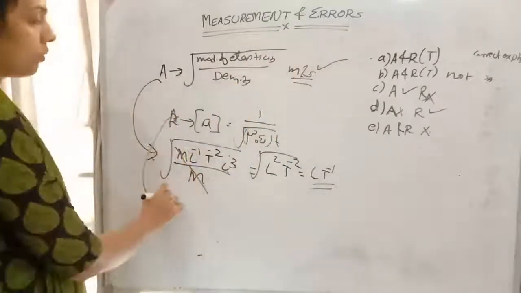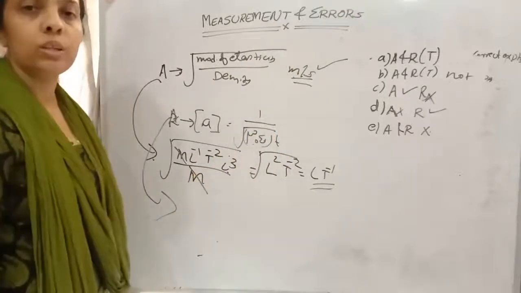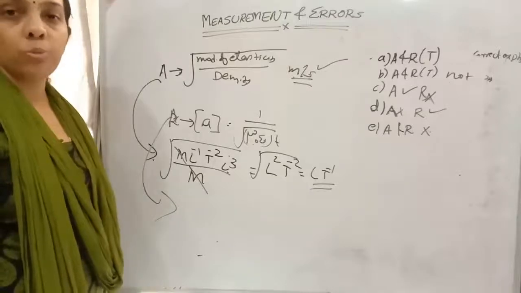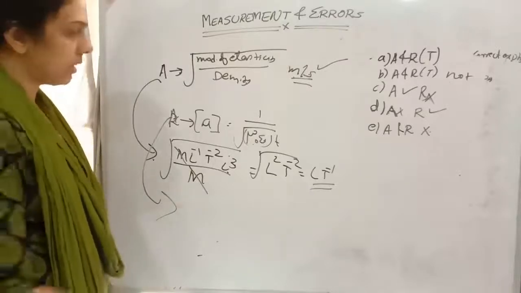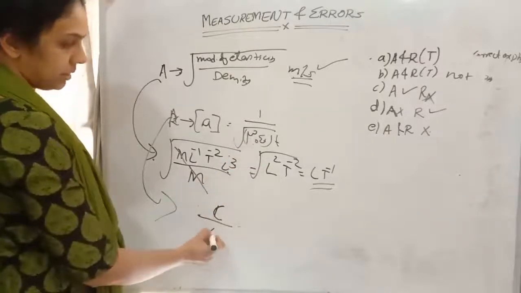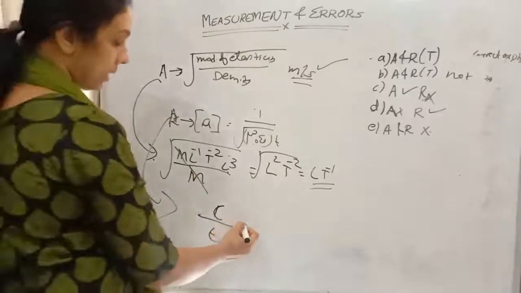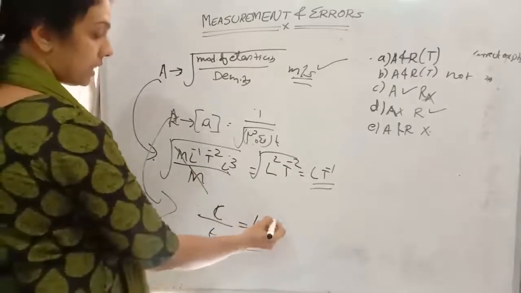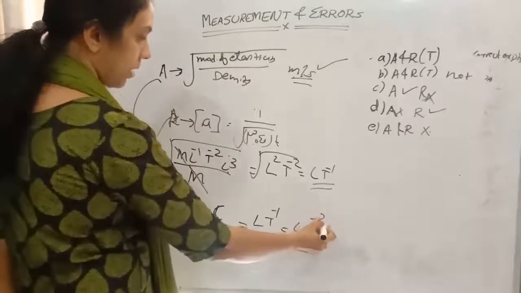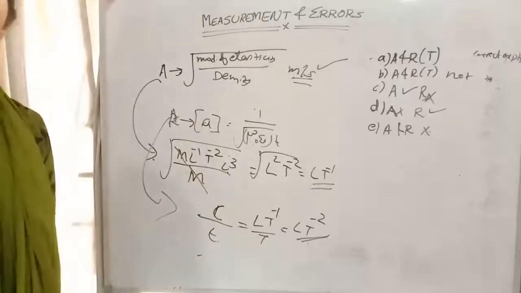Now we should go for the reason: 1 by root mu 0 epsilon 0 into T. What is 1 by root mu 0 epsilon 0? C equals 1 by root mu 0 epsilon 0, we would have learned. Right? So it is C divided by T. C is L T to the power minus 1, divided by T, gives L T to the power minus 2. L T to the power minus 2 is the acceleration, correct only.